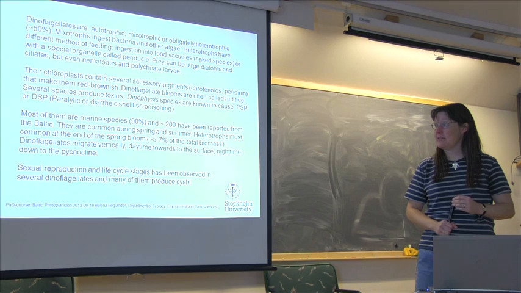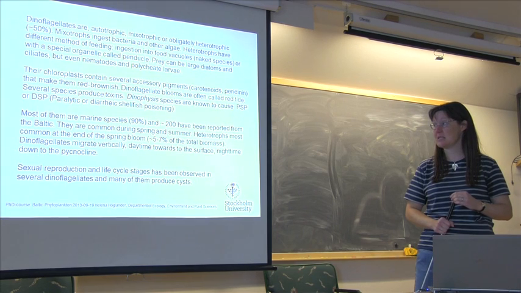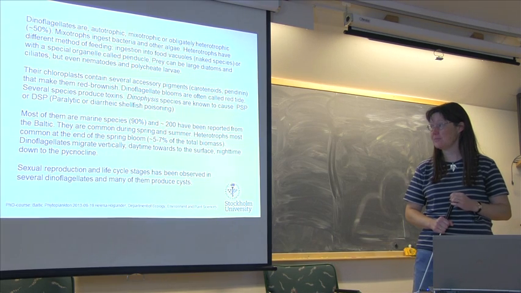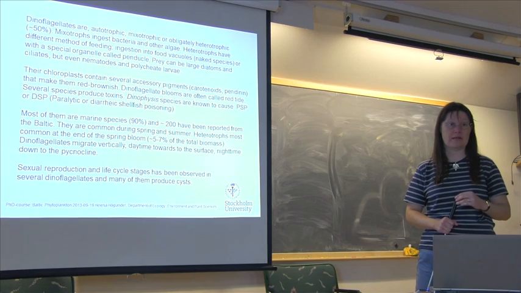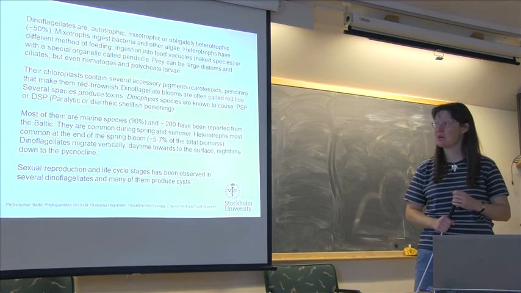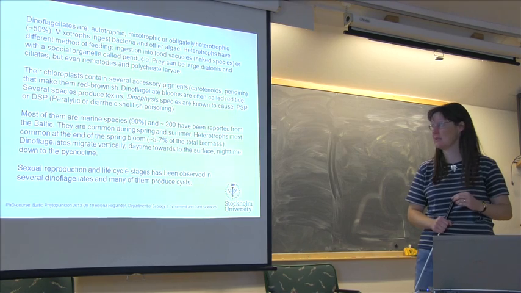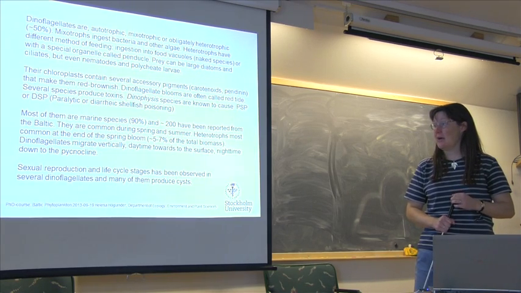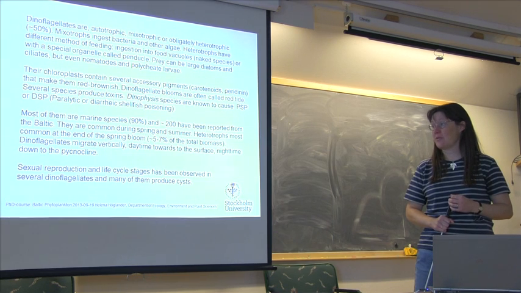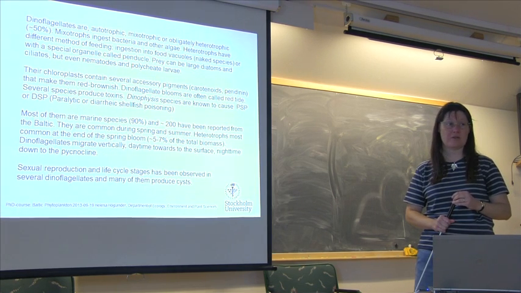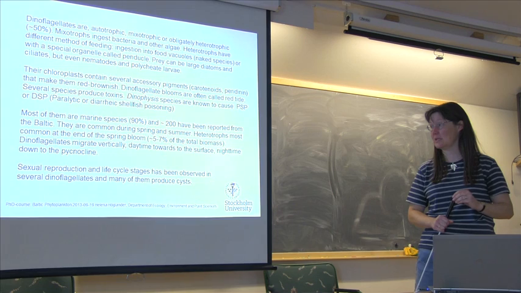And most of the Dinoflagellates are marine species, and as I said, around 200 have been reported from the Baltic. And they are occurring year-round, but they're most commonly occurring during spring and summer, but it's different species and groups. And the heterotrophs are usually not that common. They're common during the end of the spring bloom, but they are not usually more than a part of the biomass, at least here in the Baltic.